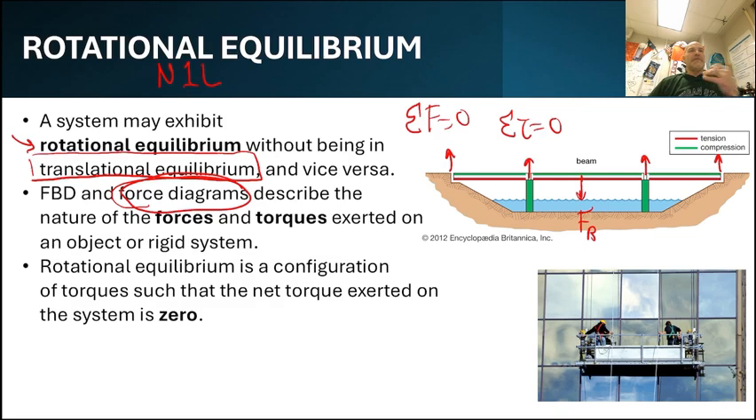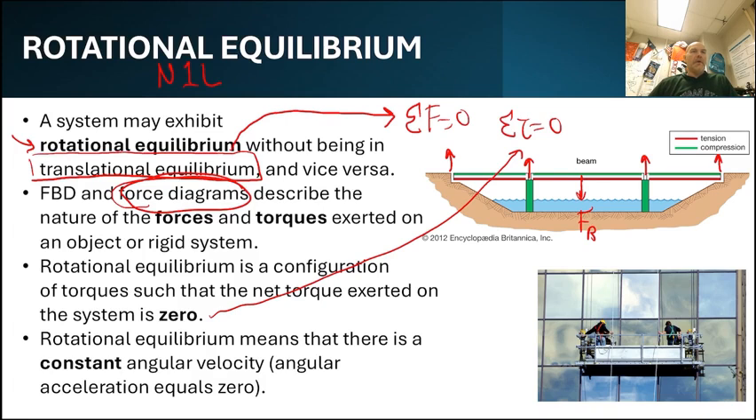So rotational equilibrium is a configuration of torque such that the net torque exerted on the system is zero, okay? Sum of the torques equals zero is rotational equilibrium, and sum of the forces equals zero is translational equilibrium. And rotational equilibrium means that there is a constant angular velocity. So what does that mean? Our angular acceleration equals zero. We often look at it as everything not rotating, but if I had an object rotating at a constant angular velocity, that means it is undergoing rotational equilibrium, right?